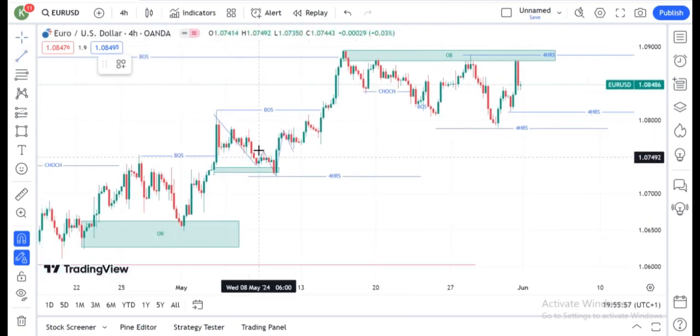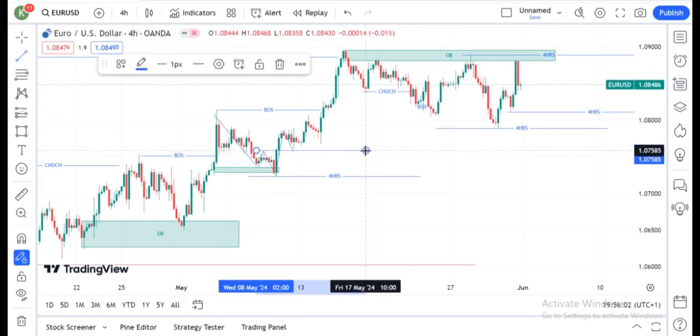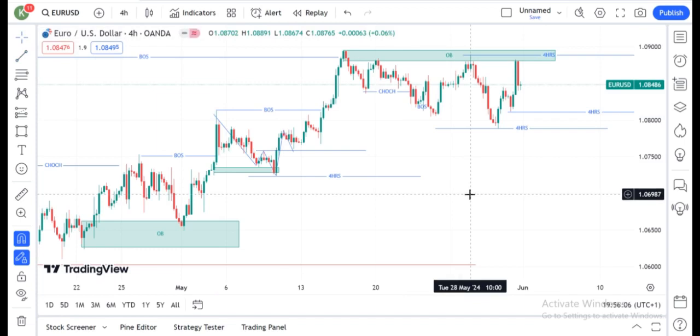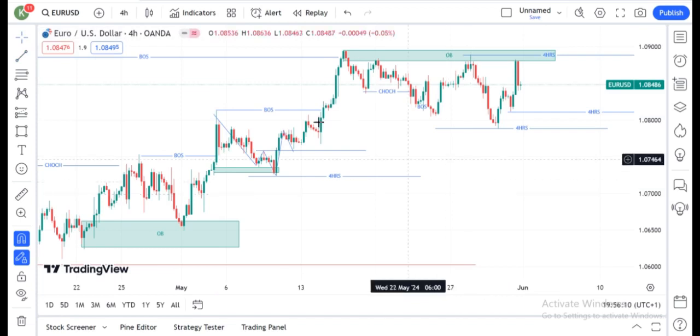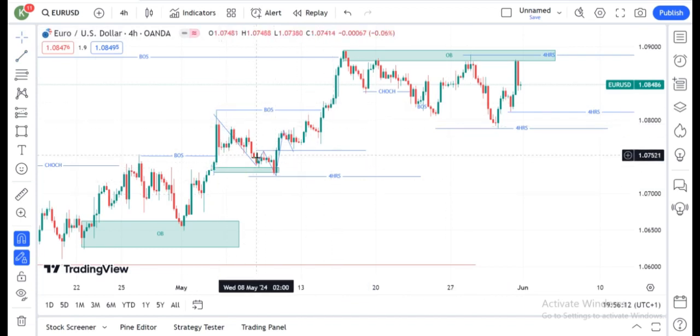Let me see if it gets close to it. Let me draw a line from there. Okay, it did not get in the breakout block. Price didn't get into the breakout block. So that means what happened here is price did this and then repeated the same thing here.